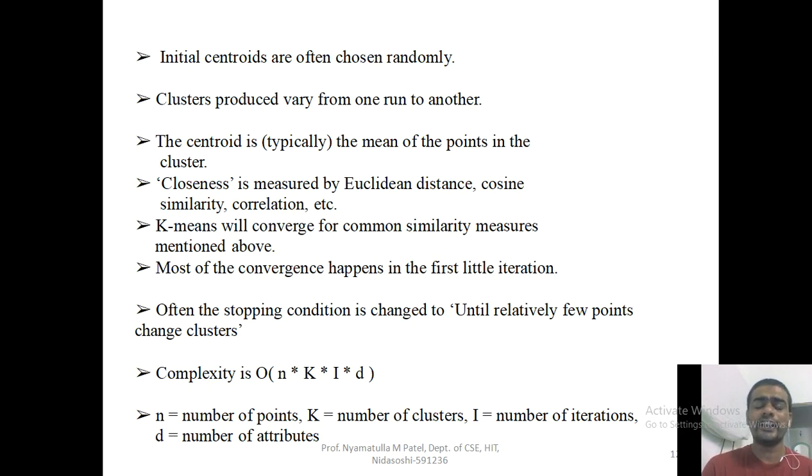Then d is how many attributes you are going to consider for a particular point. What is an attribute? A property of a particular object. If you take a student, what are the attributes associated with the student? Your name, your university number, your department, your roll number, your semester, all these are nothing but attributes. Similarly, whenever you take a point, we need to take the number of attributes too. That also defines the complexity of the clustering algorithm.